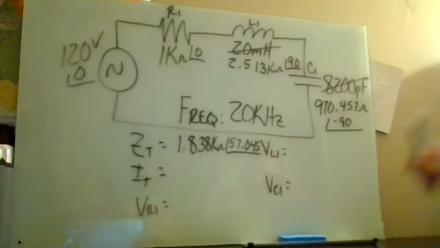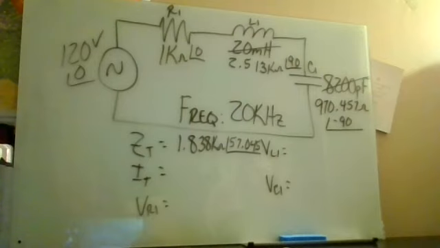So then to get I total, it's just E total divided by Z total, and we'll get our I total. So I know how to save it, but how do you pull it up again? Then you just put 120 at an angle 0, hit your divide key, and then alpha Z. It should say 120 at an angle zero divided by Z, and then hit equals.